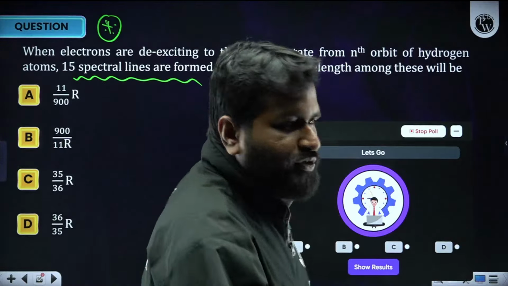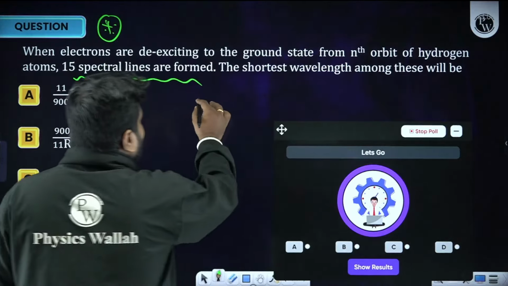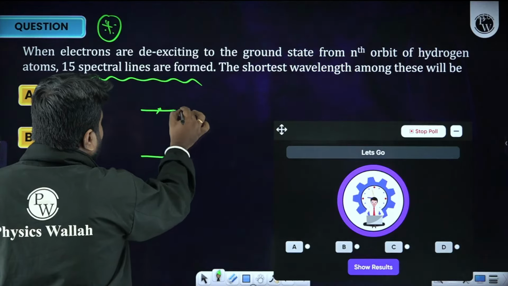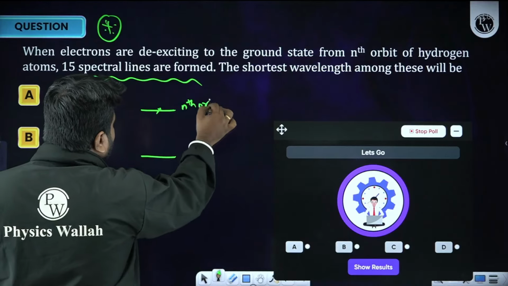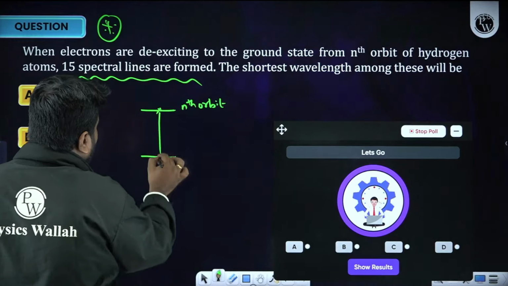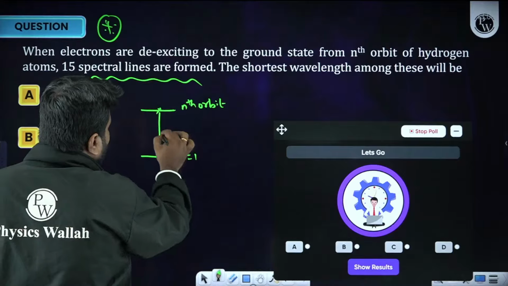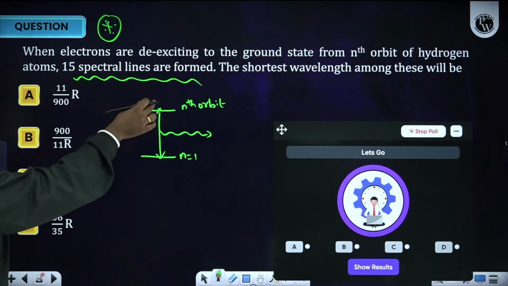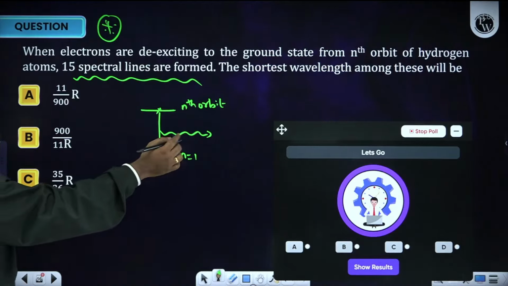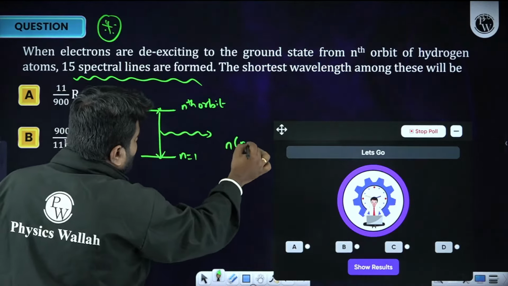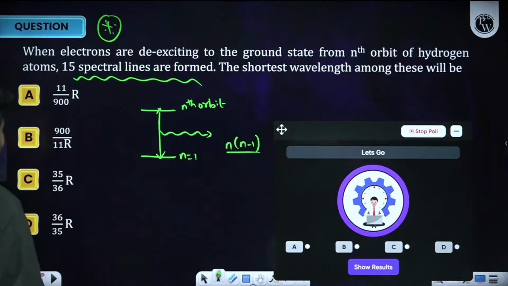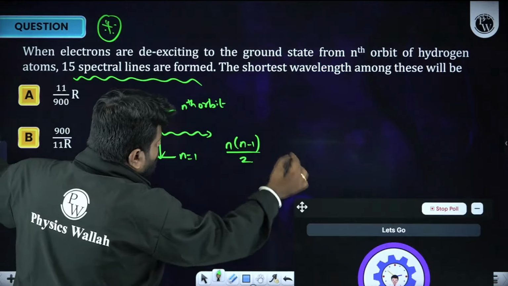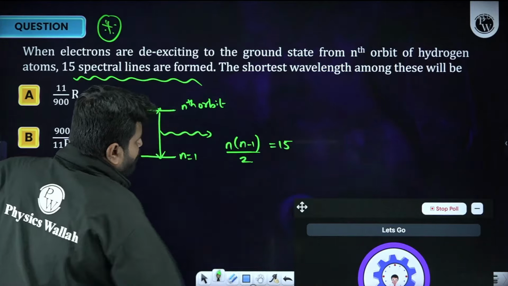How to exactly do this? First, the electron is coming from the nth orbit to the ground state, that is n is equal to 1. What is the number of spectral lines formula? From the nth orbit, if it is coming to the ground state, the value will be n into n minus 1 divided by 2, right? So that will be equal to 15.